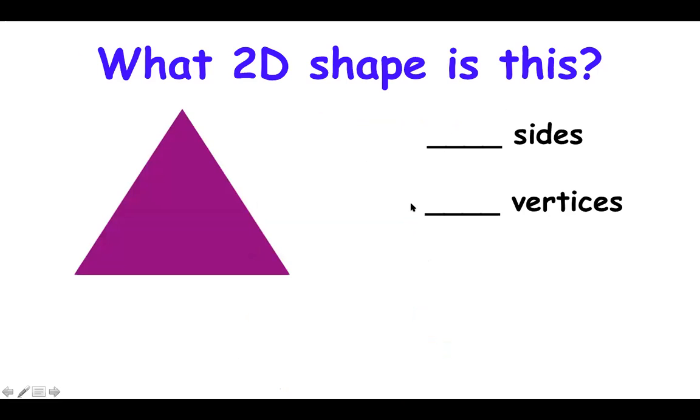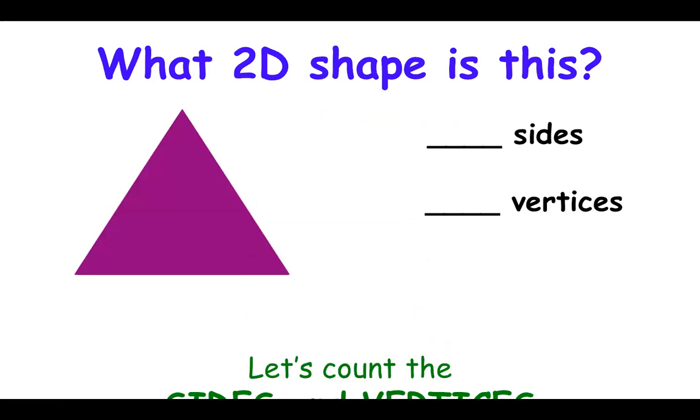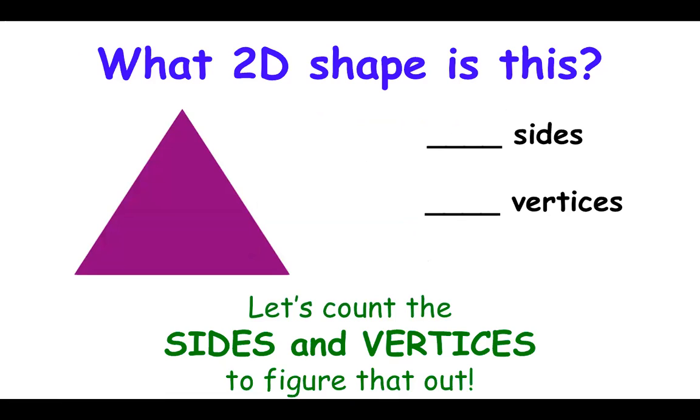What 2D shape is this? You probably all know that this shape is a triangle. We know this shape. But how did it get its name, triangle? Well, in order to figure out the name of the shape, we have to count the sides and vertices. Shapes get their names based on the number of sides and vertices that they have. Let's see if we can count the sides and vertices to figure out why this shape is called a triangle.